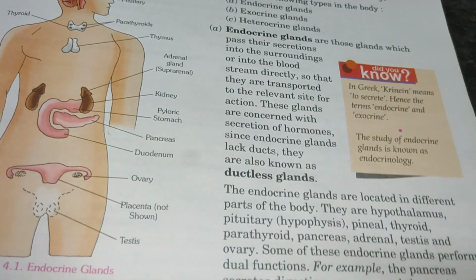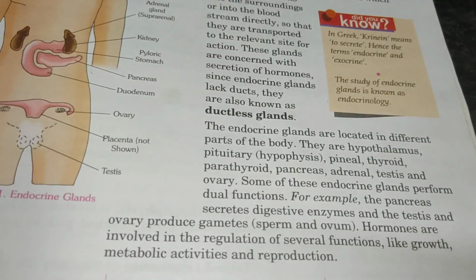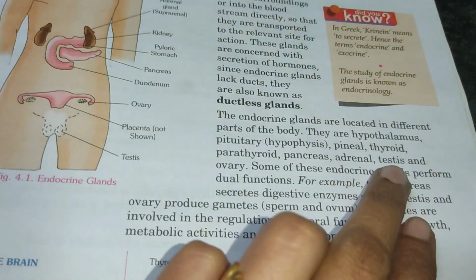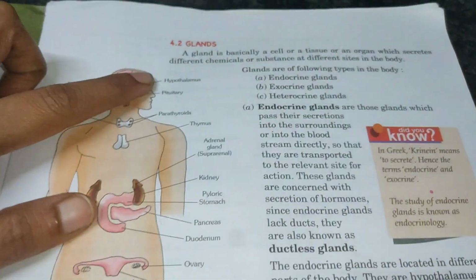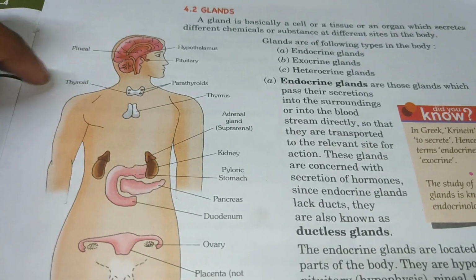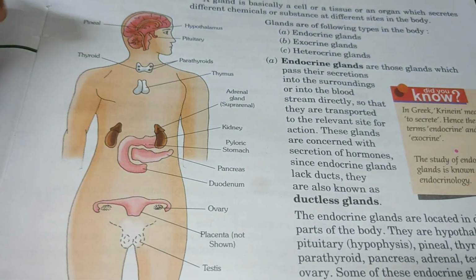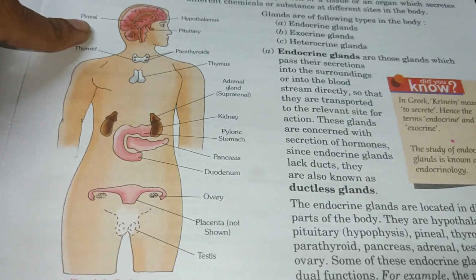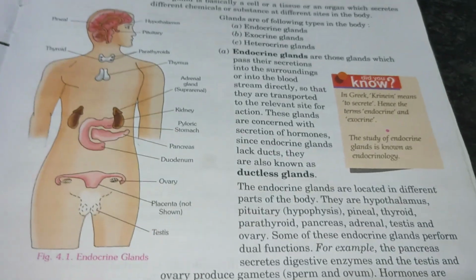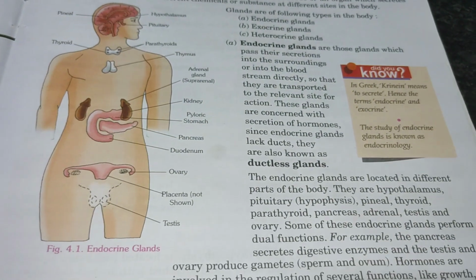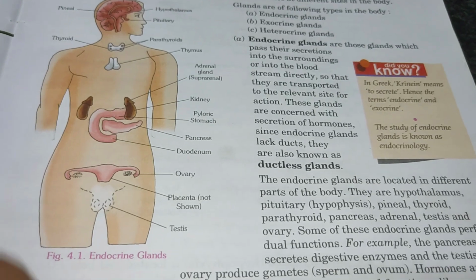The endocrine glands are present in different parts of the body. They are the hypothalamus, pituitary gland, pineal gland, thyroid, parathyroid, pancreas, adrenal, testes, and ovary.